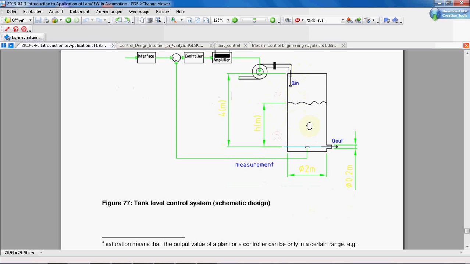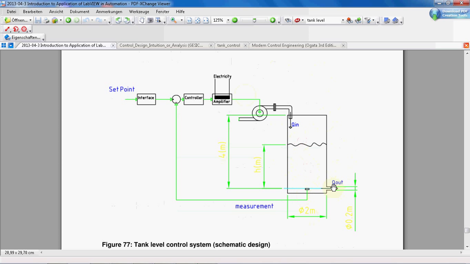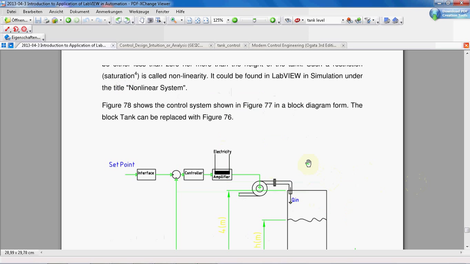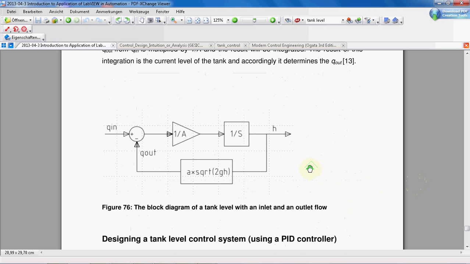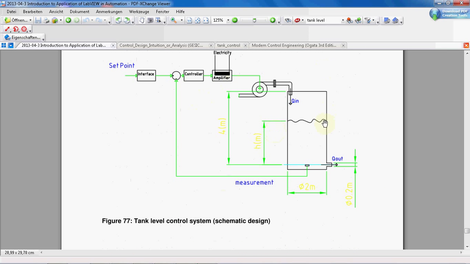enters the tank. Then the tank actually stores the water, but there is a drainage at the bottom of the tank, and water goes out of the tank. But we already know the mathematical and block diagram of a tank. Therefore, we know what actually happens in this part of our control system.